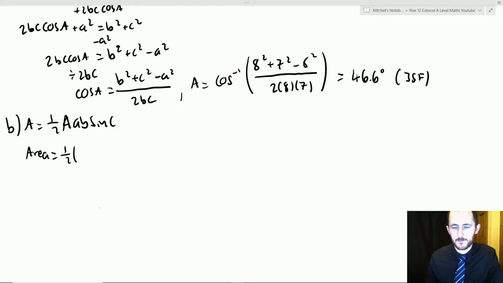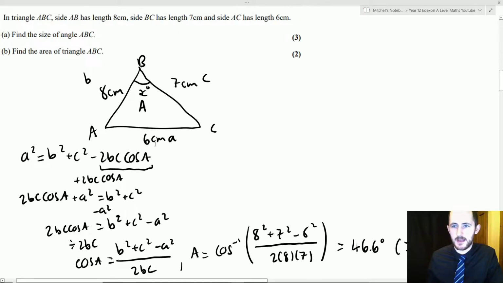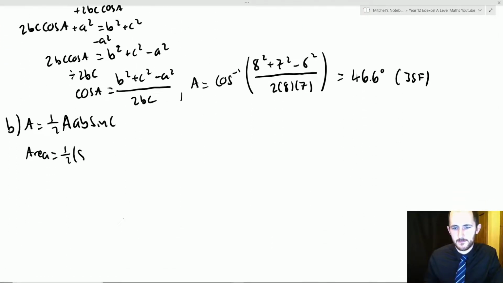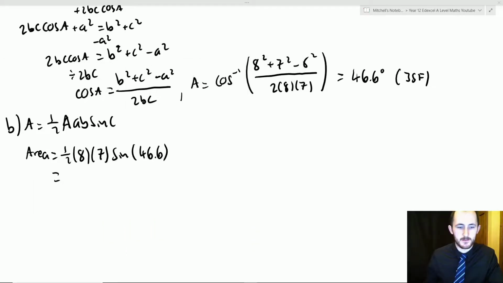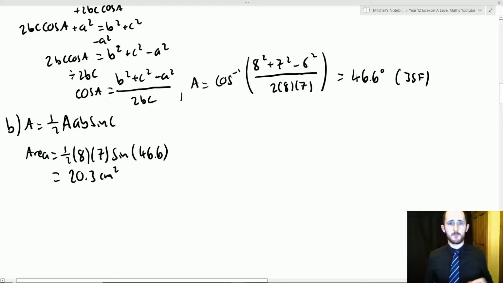is a half. A and B are the 2 sides that make up the angle, so 8 and 7, and sine 46.6. And yeah, we get 20.3 centimeters squared. So again, hopefully this is just a recap of what you've done in GCSE. Okay, so hopefully that seems kind of familiar.